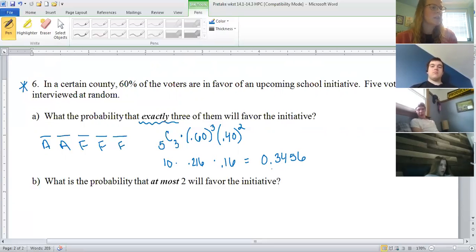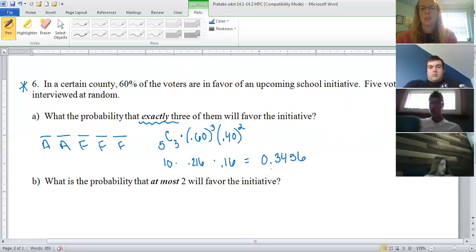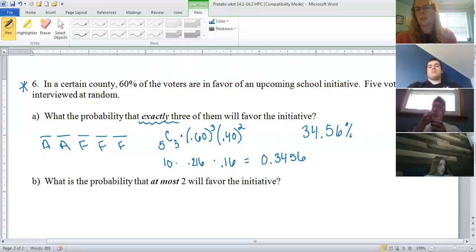And you can leave your answer as a decimal. On the quiz, we'll tell you what place to round it to, or if we want it written as a fraction, we'll tell you that, or if we want it written as a percent. So we could change this to a percent too. We could say that it's about 34.56%. That's a little more user friendly. But here we can just leave it as a decimal. That's totally fine.